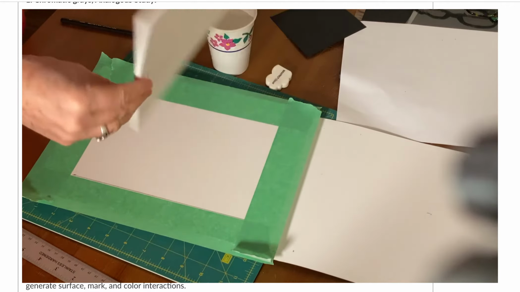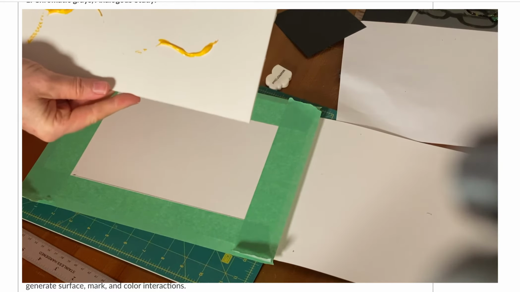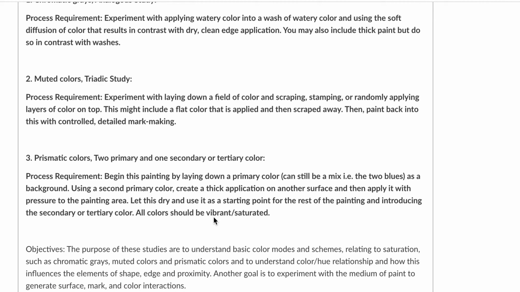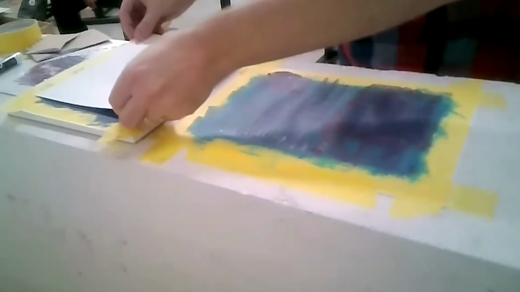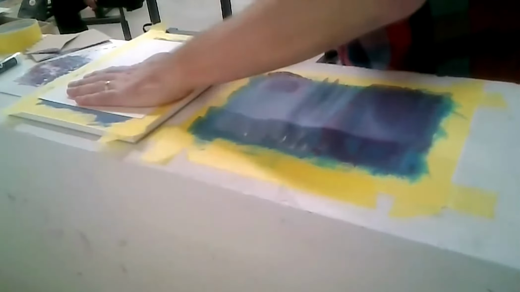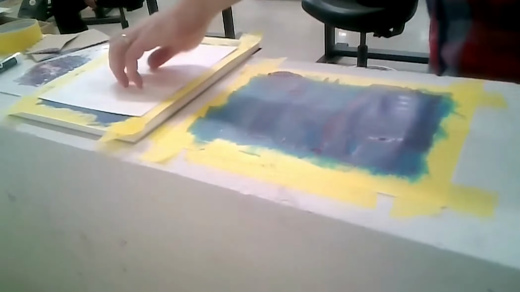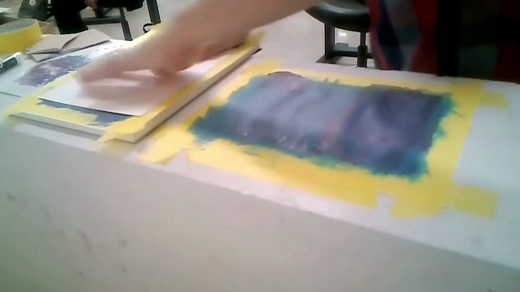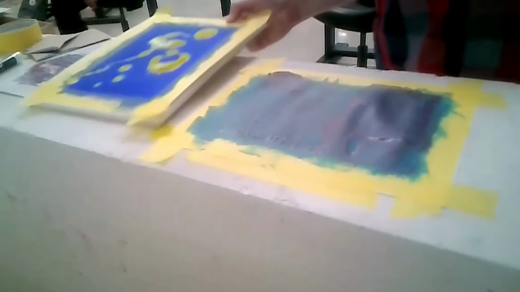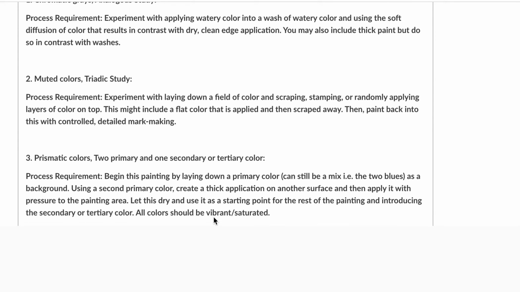You could put it on a piece of paper, or you could put it on any flat object. Just apply paint to it and then flip it upside down so it touches the face of the painted surface, and let it stick and press it down and pull it away, and then you'll get something that you're probably not sure what you'll get until you pull it away. So let that dry and then use that as a starting point for the rest of the painting and introducing the secondary or tertiary color. All the colors in this piece, in the third study, should be very vibrant and saturated.